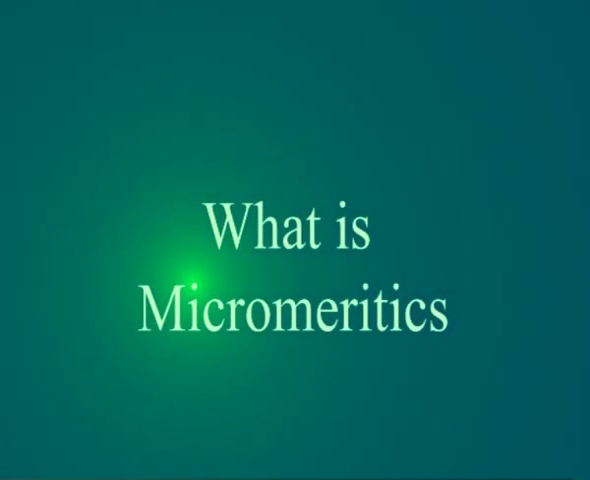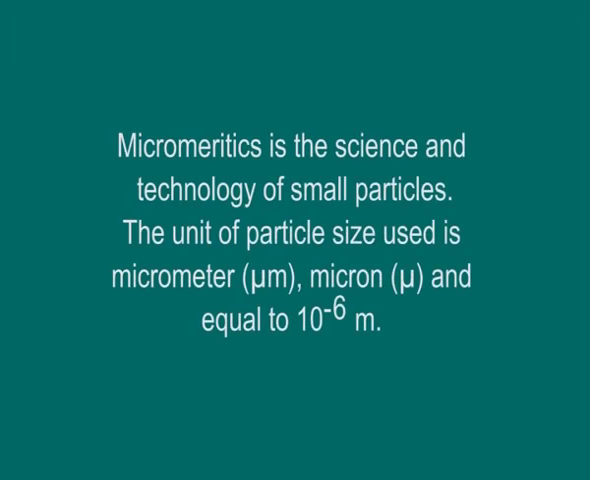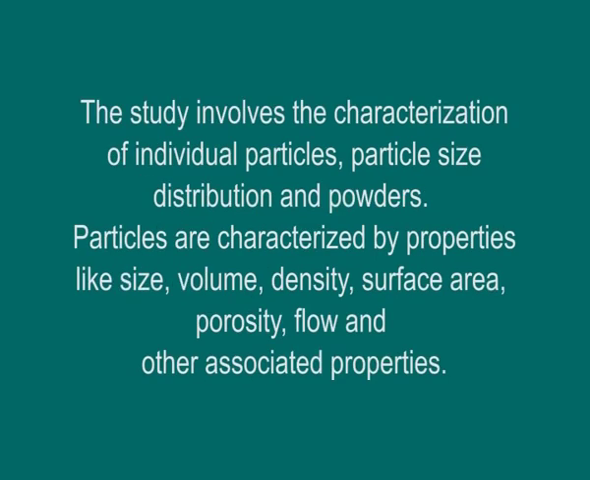What is micromeritics? Micromeritics is the science and technology of small particles. The unit of particle size used is the micrometer, or micron, and is equal to 10⁻⁶ meter. The study involves the characterization of individual particles, particle size distribution and powders. Particles are characterized by properties like size, volume, density, surface area, porosity, flow and other associated properties.